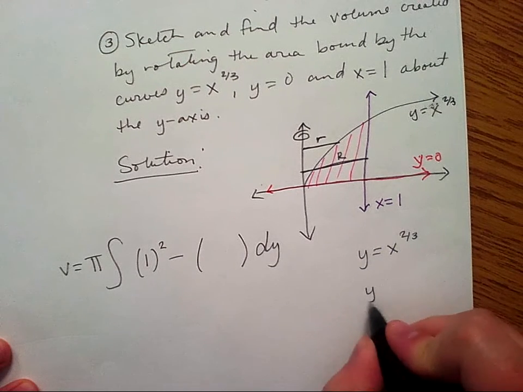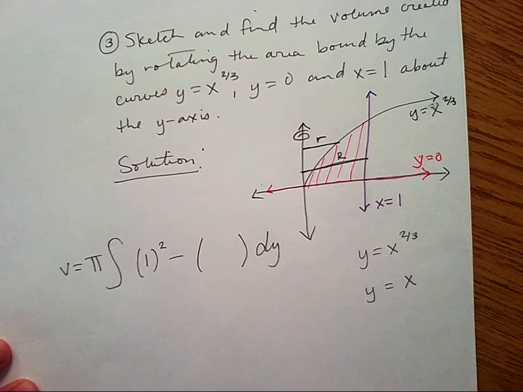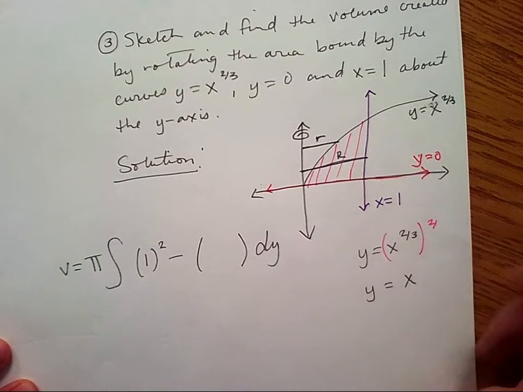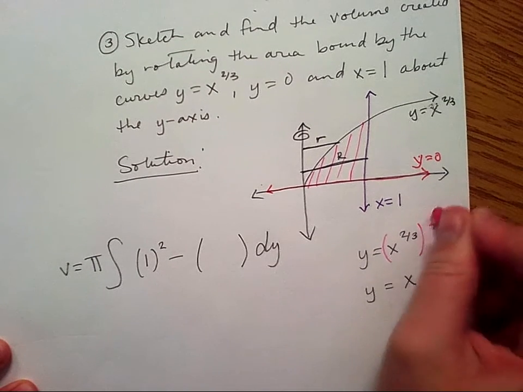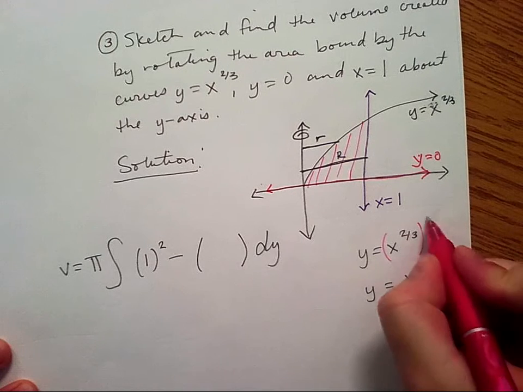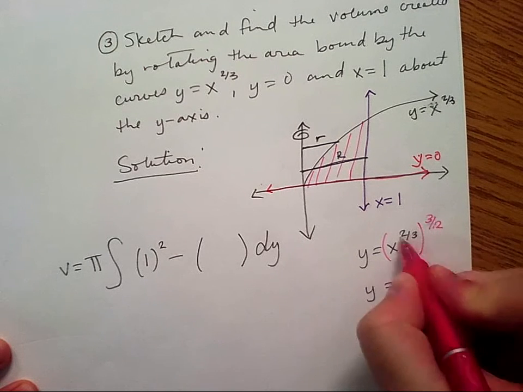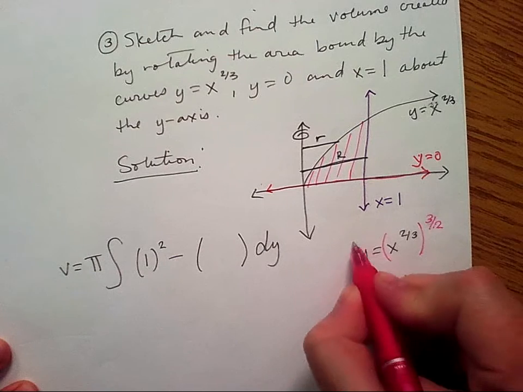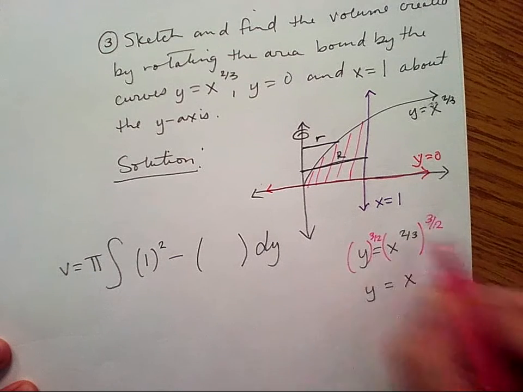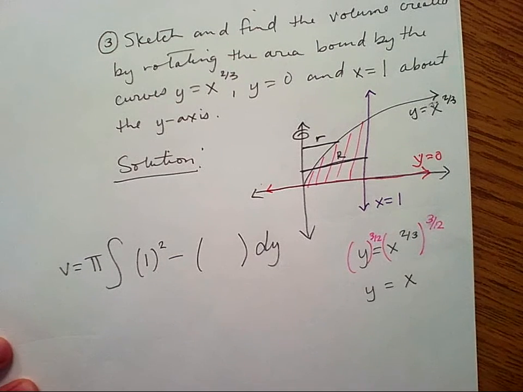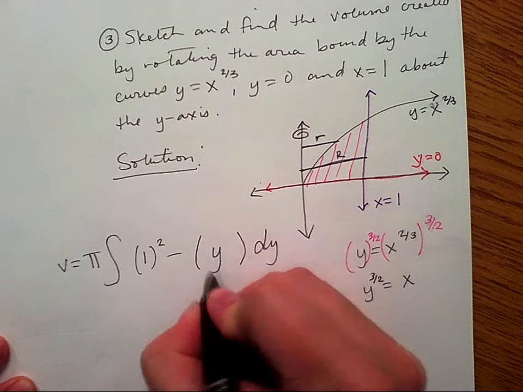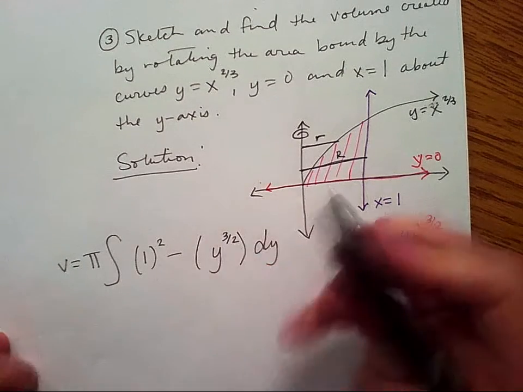So how do I do that? Well, I use the rules of exponents. If I raise this to the 3/2, then I multiply those exponents, right? For rules of exponents, I multiply those exponents, and I get 1. So I'm raising everything to the 3/2. So this is y to the 3/2 equals x. And then that's what I have, y to the 3/2.